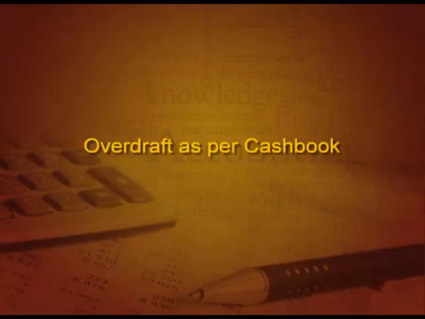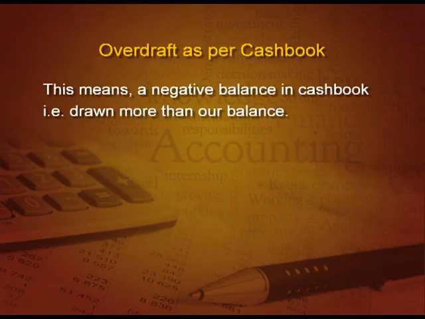Now, we will discuss some more multiple choice and fill in the blanks at the end, and for now we are going to start method number 3, that is overdraft as per cash book. Now, this means a negative balance in the cash book, that is we have drawn more than our balance. Here also we will think in the same fashion as in case of favorable balance.